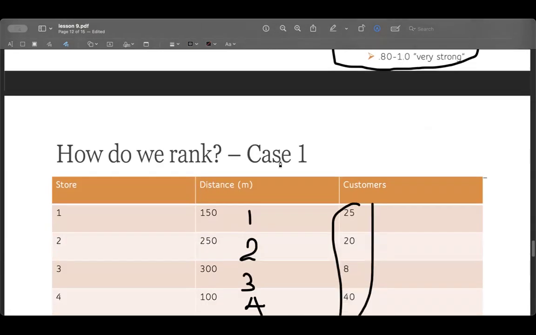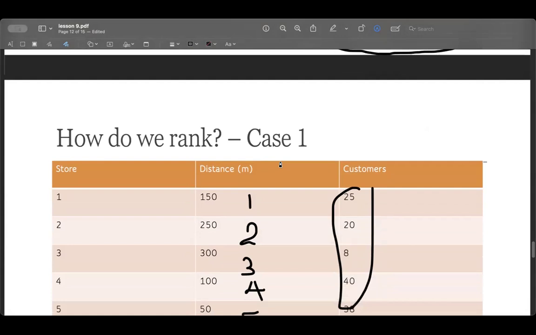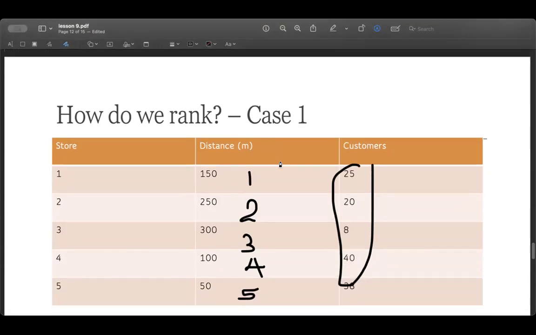How do we rank in case one? Store distance in meters, and customers. Distance with the meters and the customers is there. Okay, that part is there. Then, okay, let me check how the rank correlation question comes. I'll just give you an example. Rank correlation, solved examples.